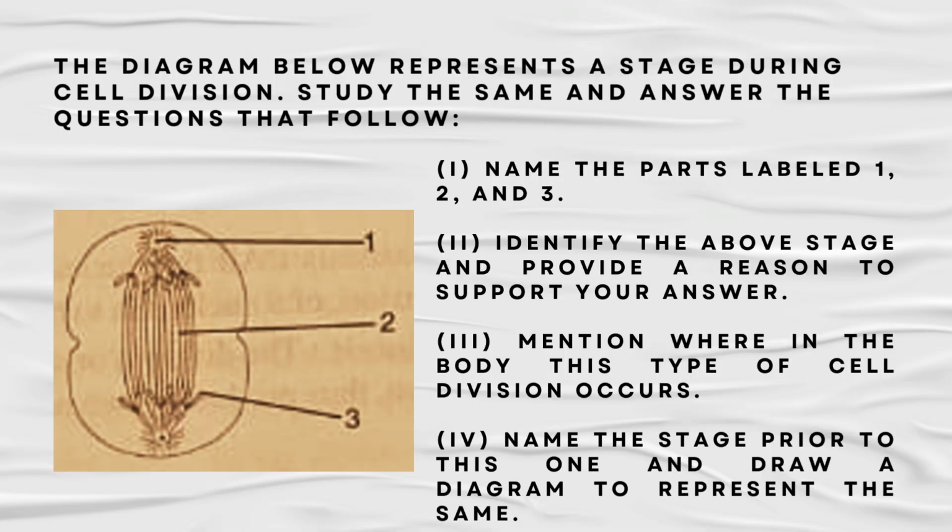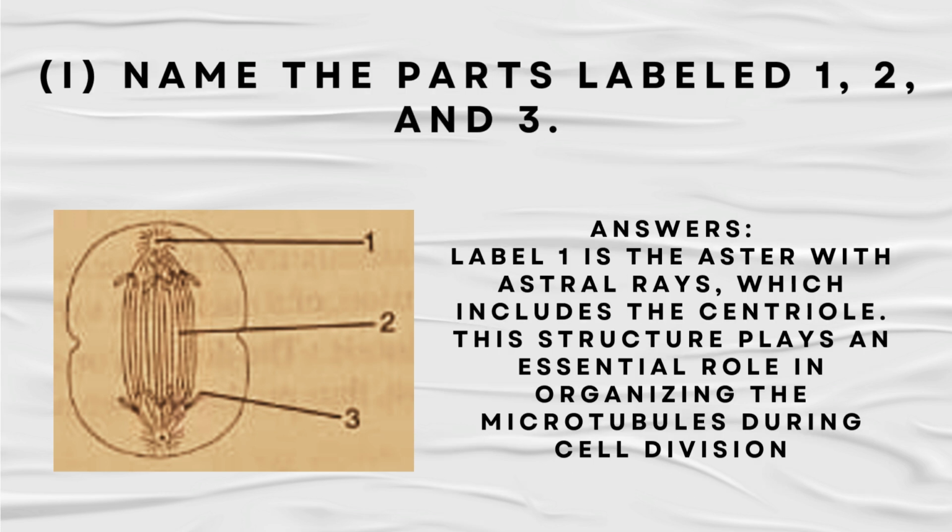1. Name the parts labeled 1, 2, and 3. 2. Identify the above stage and provide a reason to support your answer. 3. Mention where in the body this type of cell division occurs. 4. Name the stage prior to this one and draw a diagram to represent it. Let's start with question 1.